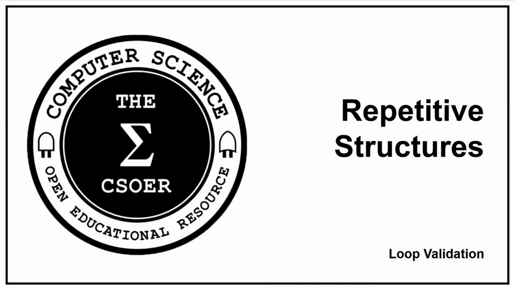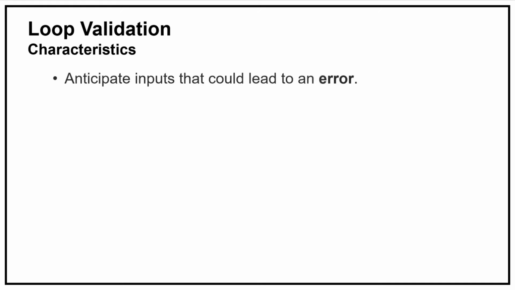In this video, we'll be discussing how to avoid logical errors, which are actions that a program does but are not intended by a programmer to happen in repetitive structures. The name of that process, as it is stated in the title, is loop validation. To perform that technique, we need to anticipate any bad input that could cause an error.